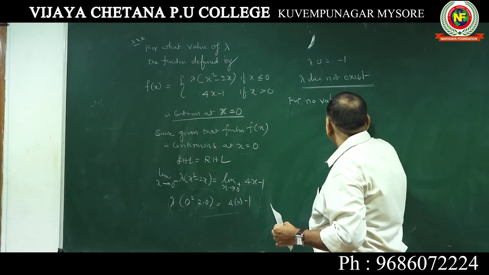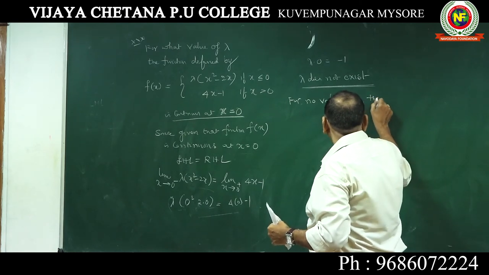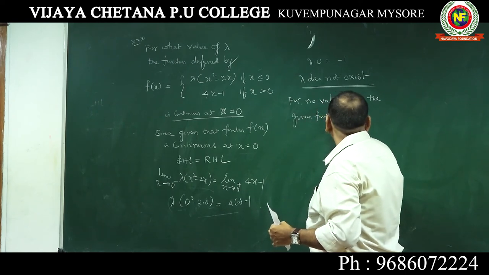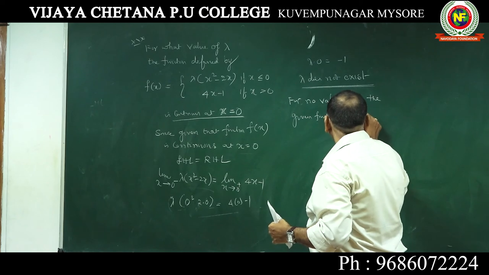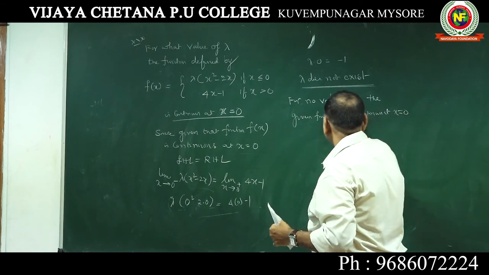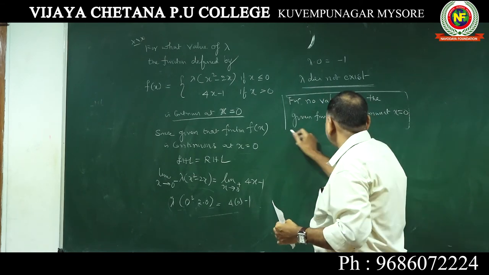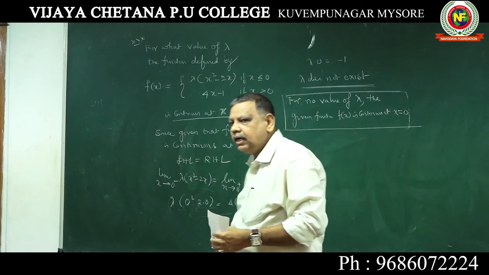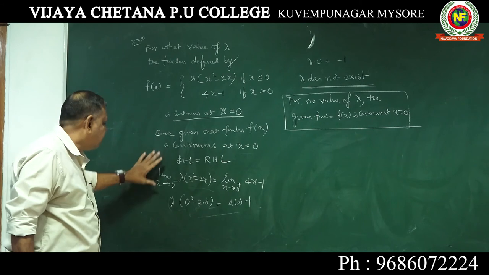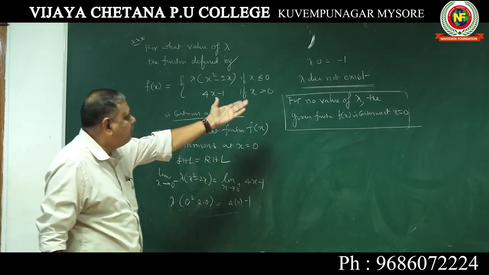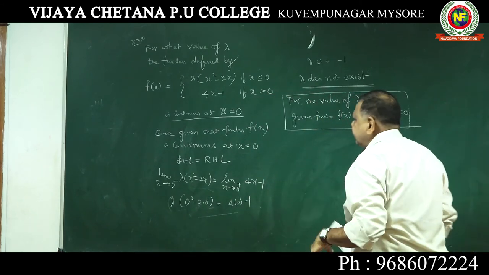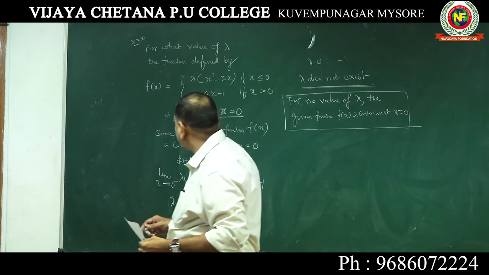So, very important, you should write: for no value of lambda, the given function f(x) is continuous at x equal to 0. Because lambda does not exist, you should write for no value of lambda. LHL equal to RHL, substitute, and lambda itself won't come. For no value of lambda is the given function continuous at x equal to 0. Okay, understood how to do this?